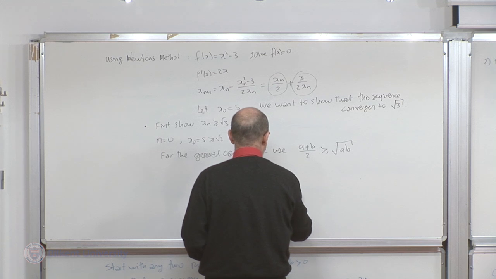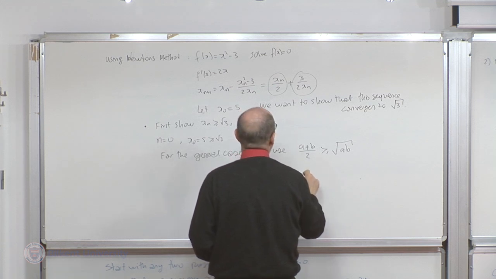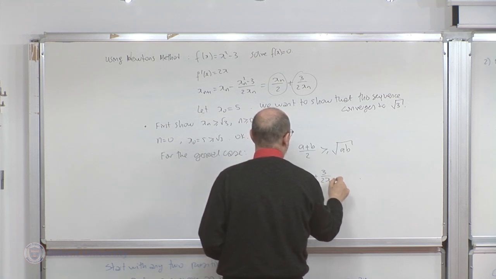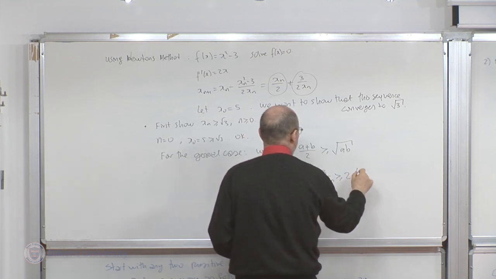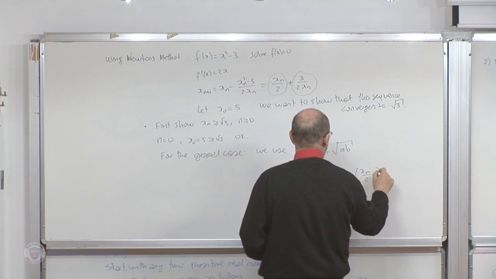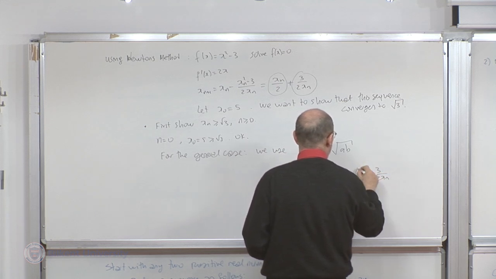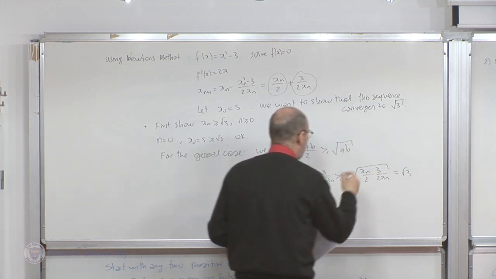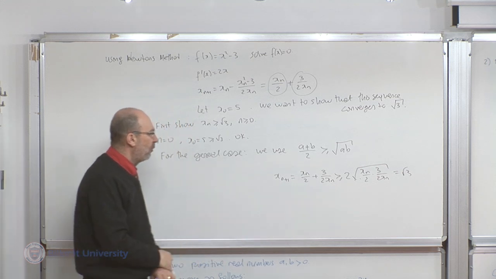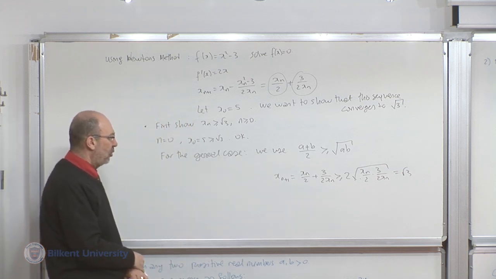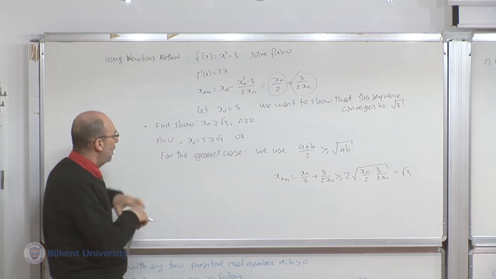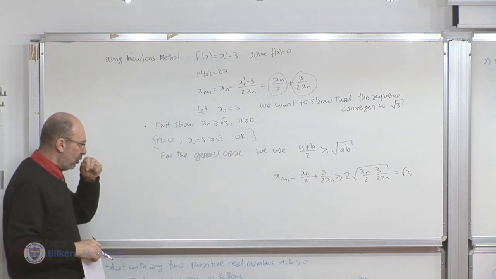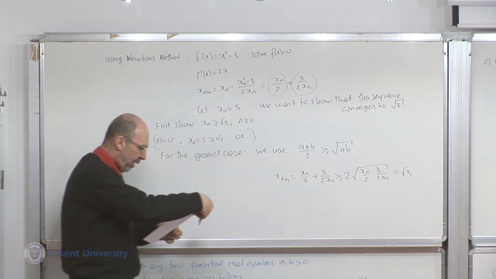So x_{n+1} is equal to x_n over 2 plus 3 over 2x_n, larger than or equal to 2 times the square root of x_n over 2 times 3 over 2x_n. Okay, so this part is square root 3. So x_{n+1} is larger than or equal to square root 3. With this technique, I didn't need the induction part, you see, because this works for any n.